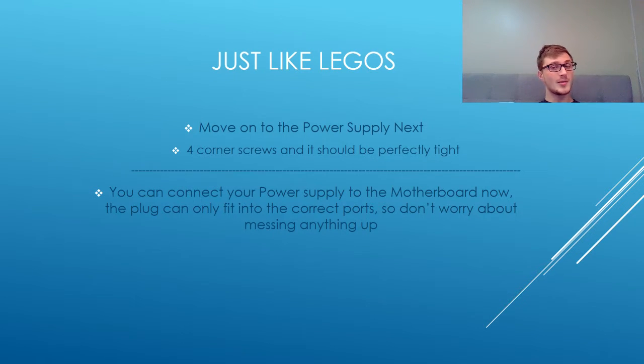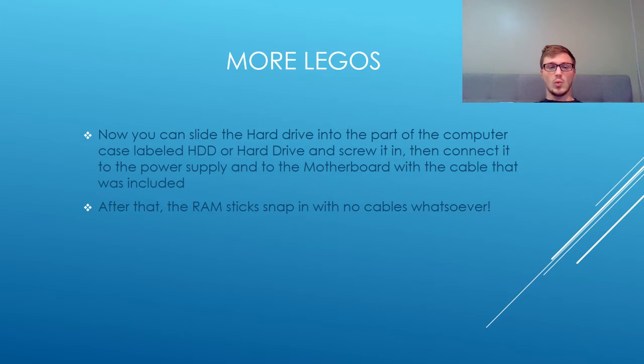You want to move on to the power supply next. Again, 4 corner screws like usual, and it'll be perfectly tight. After that, you want to make sure that you can connect your power supply to the motherboard now. Basically, they only fit into one spot, so you can't mess it up. Just basically want to make sure you plug it into the motherboard, get it nice and snug.